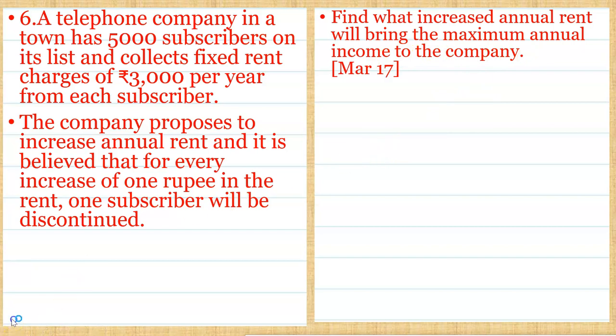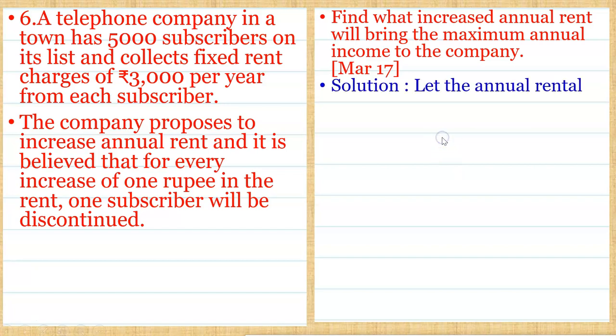So the company's subscribers are 5,000, the annual rent is 3,000, and the company proposes to increase the annual rent. It is believed that if we increase the rent by 1 rupee, one subscriber will be discontinued. Okay, and find what increased annual rent will bring the maximum annual income to the company. This example was asked in March 17.